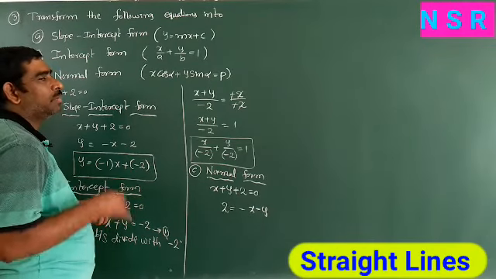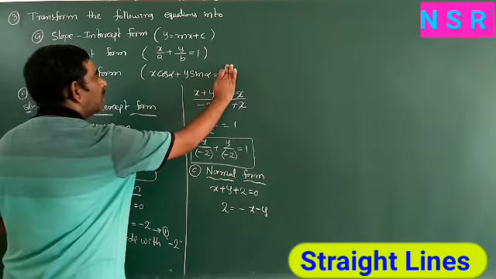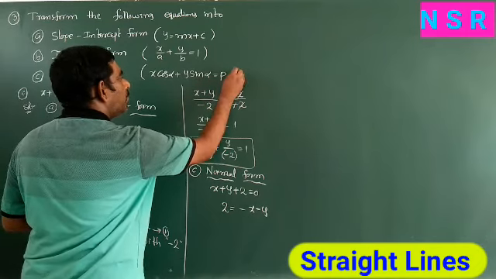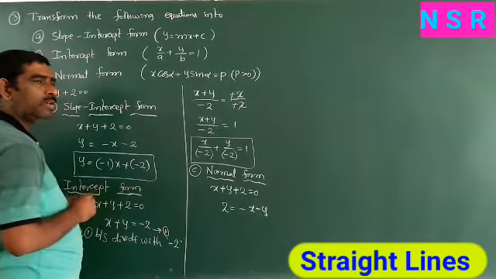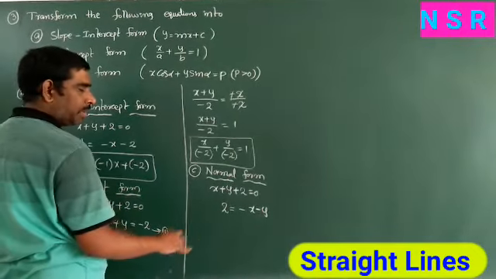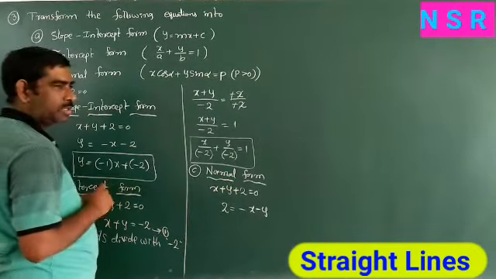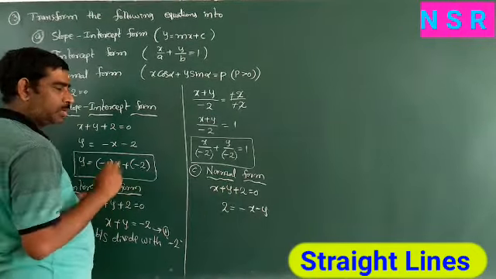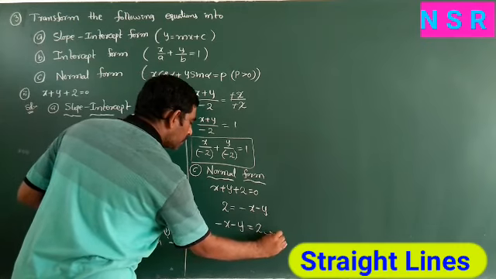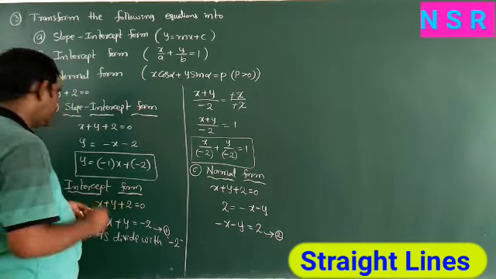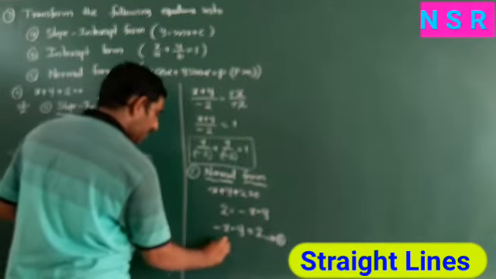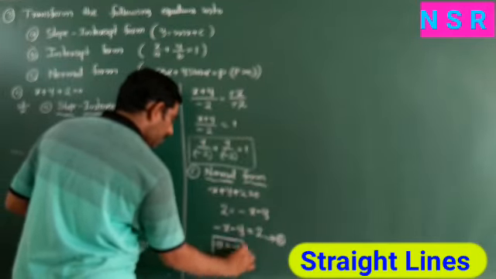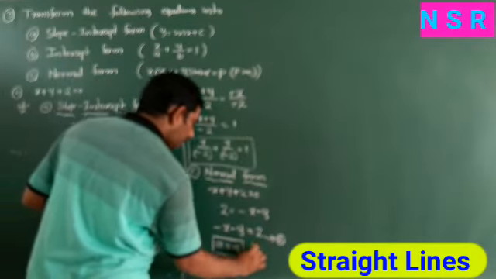So what is our normal form? x cos alpha plus y sin alpha equal to p. Here p is always positive; the p value is always greater than 0. That's why, if the constant is positive, x and y move outside the equal sign. Now we get minus x minus y equal to 2. Take it as equation number 2. Now compare with ax plus by equal to c. Here a equals minus 1 and the b value also equals minus 1.